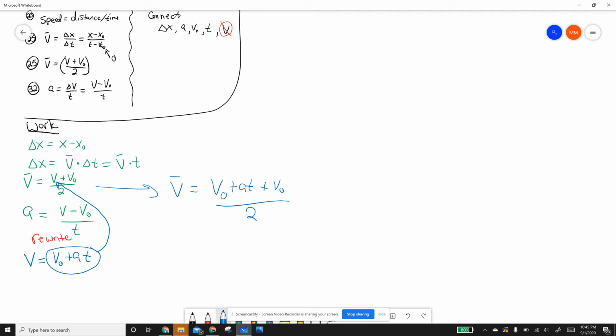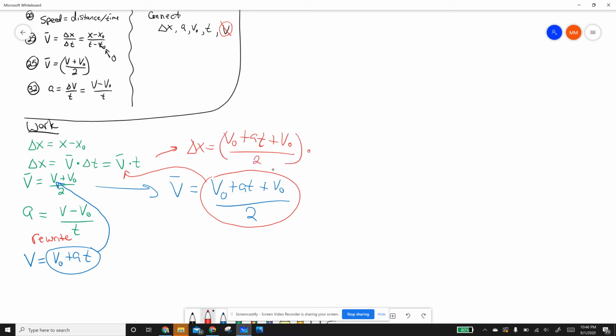Next I want to do, we'll switch colors again here, is take all of this and substitute that into where I know delta x is equal to v average times t. So now I can write that delta x equals v average. Well, v average is really all of this stuff. So it's v initial plus a t plus v initial over 2, let me just put that in parentheses for right now, times t.